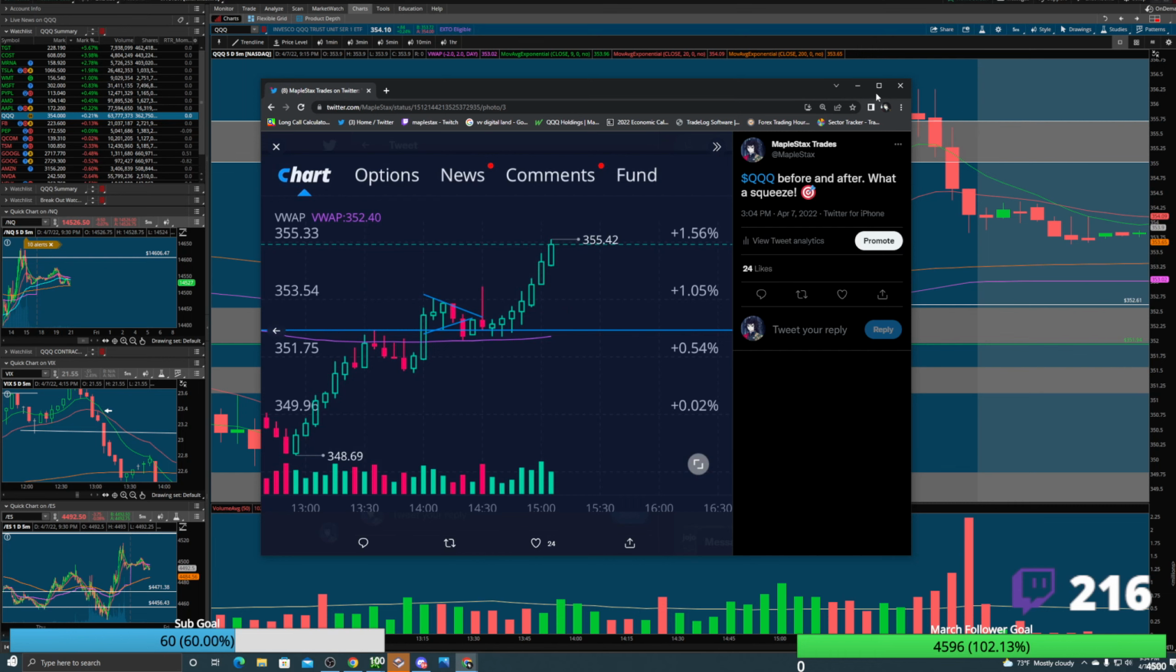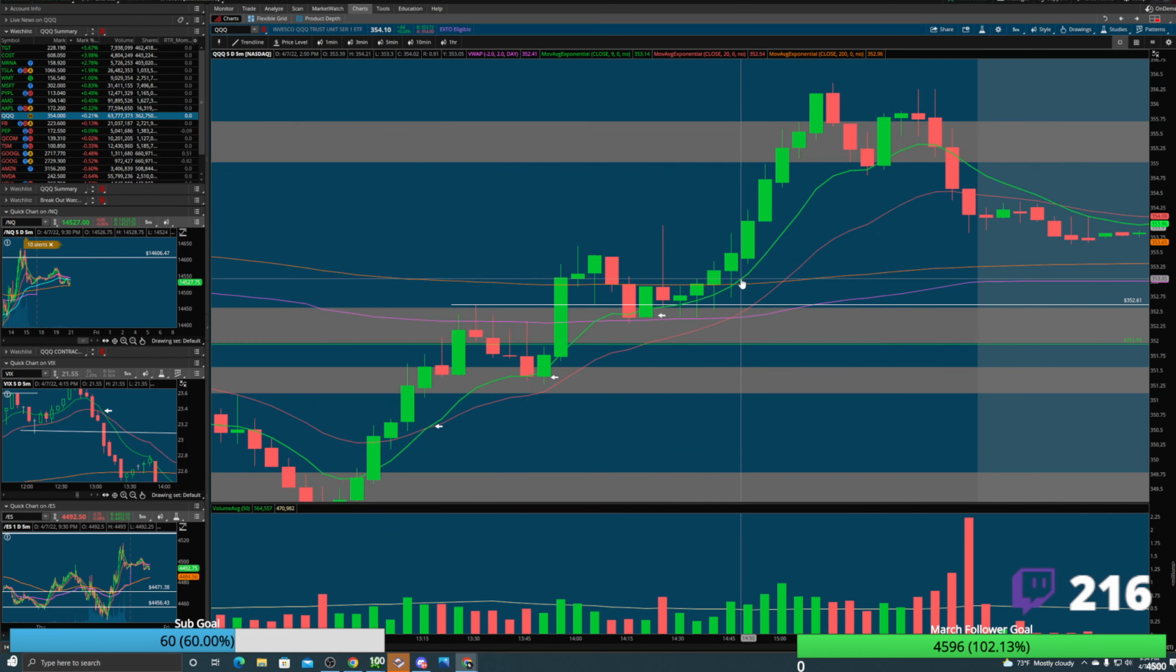There was VWAP there. What else do we have here, guys? We have the 5-minute 9. This is the second pullback in the rally. You would have been able to capture from 352.50 or 53 whatever all the way up to 356, right? That's a 3.5 point capture, okay?